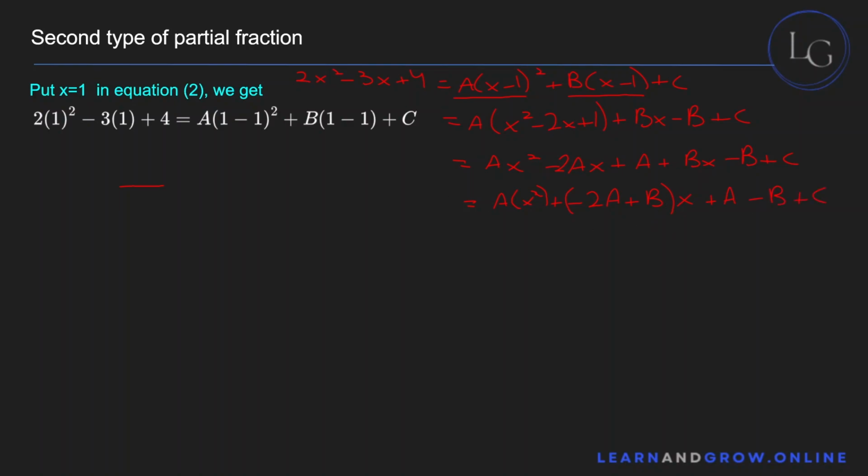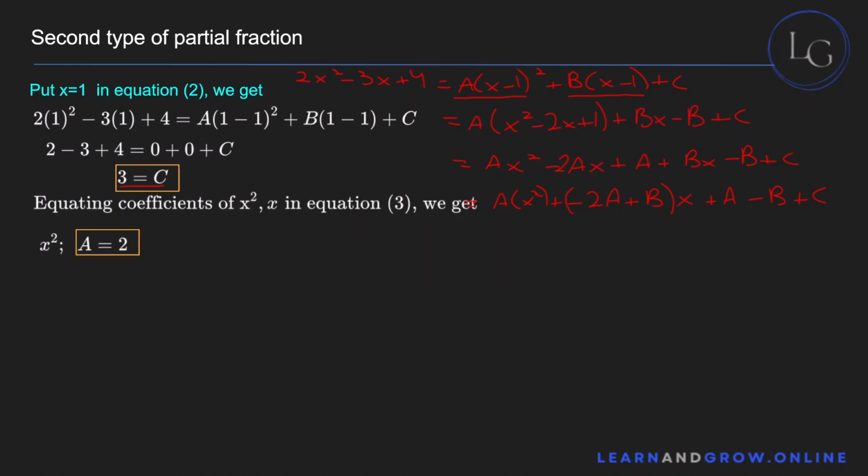So here's what you'll do. As you know, the coefficient of x squared on the left hand side is 2, and the coefficient of x squared on the right hand side is a. So a is equal to 2, obviously. So that is how you get the value of a.